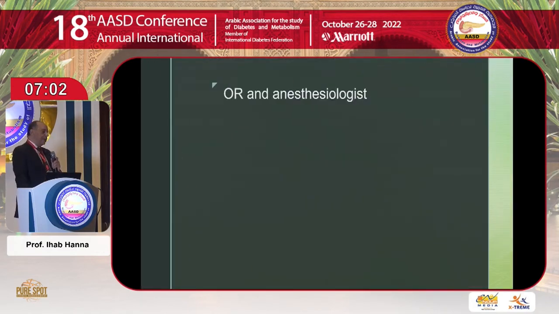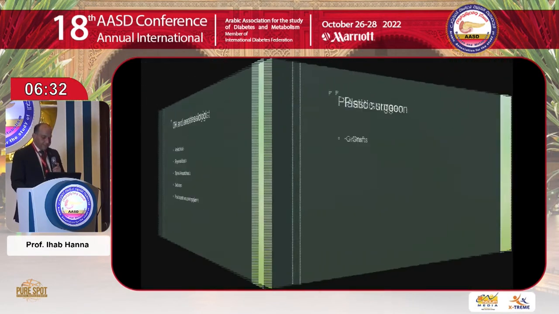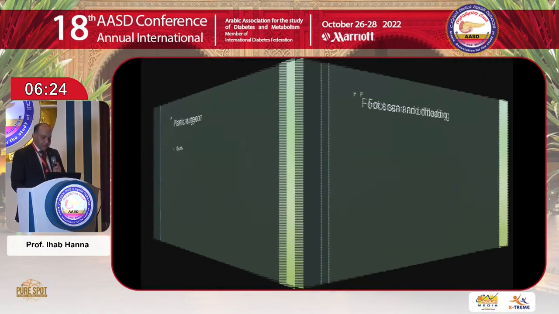OR and anesthesia. The OR is our backbone whenever we have any complication in the intervention, and the anesthesiologist is of special skills. He should perform ankle block to reduce the risk of general anesthesia, regional block, spinal anesthesia, and sedation, and a post-operative pain regimen to relieve the pain. This is important so that we reduce the incidence of usage of general anesthesia. A plastic surgeon to apply a graft is very important, with a skin graft measure and machines.